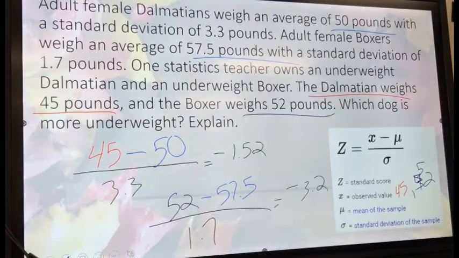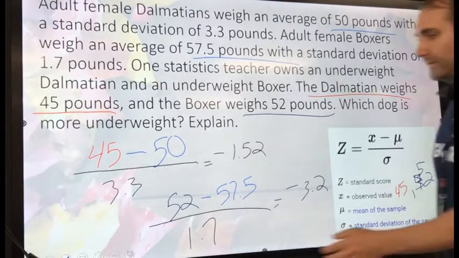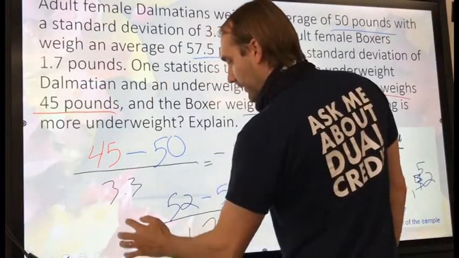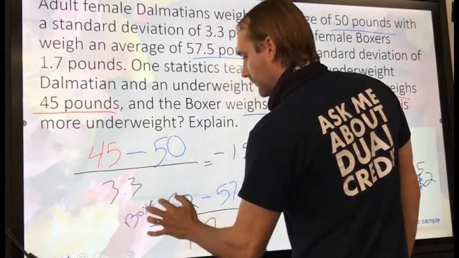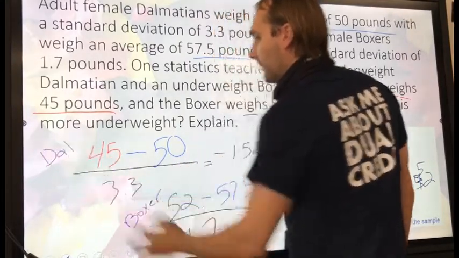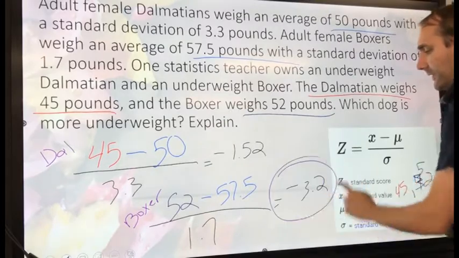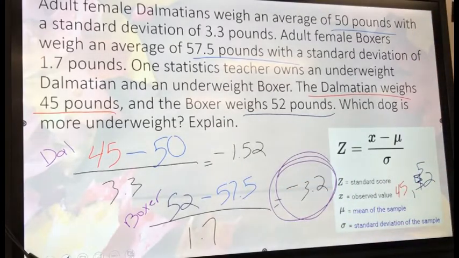So which dog is more underweight? The Boxer. Yes, well, I should have labeled these, I guess. Boxer, Dalmatian. So yes, the Boxer is a lot more underweight than the Dalmatian, based on its mean.